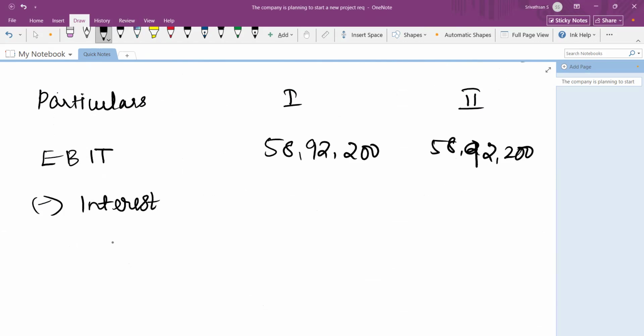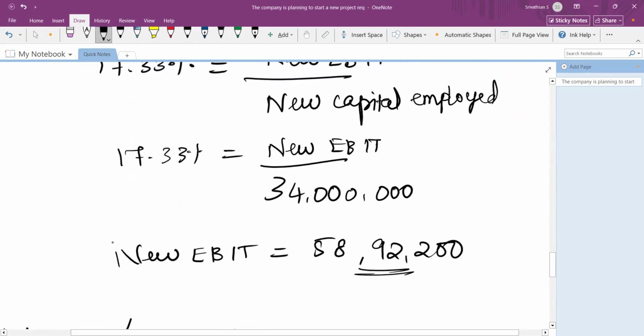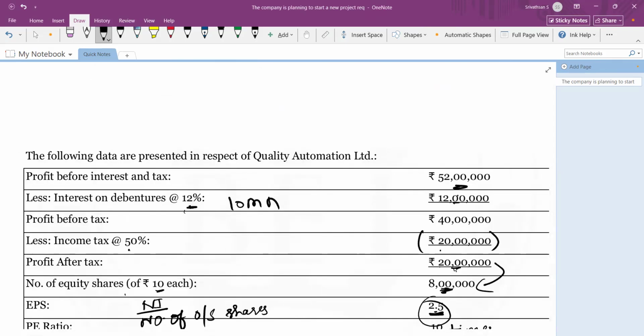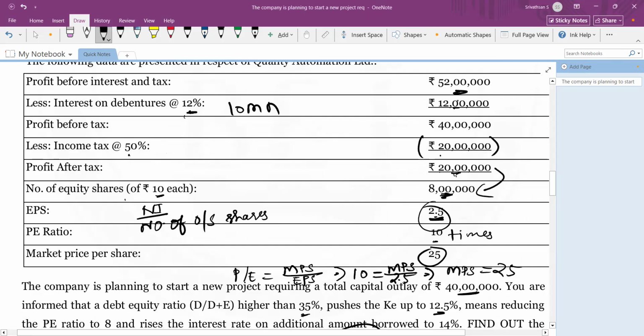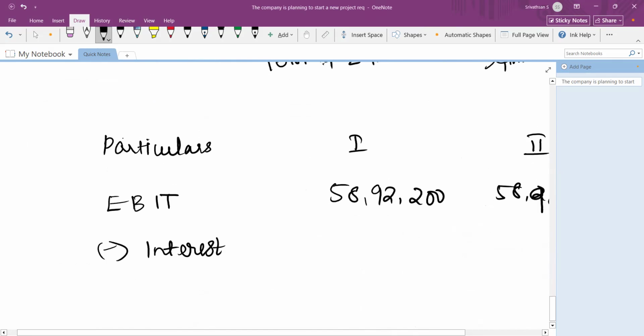Now, under option 1, what is the amount of interest the company is going to pay? Here, under option 1, the company has two debts. One is the existing debt of 10 million, plus in addition to that, the company borrowed another 4 million in the form of debt. So the company has to pay two interests. First, interest on old debt. We don't need to calculate it. It is directly given in the question as 12 lakh. So 12% of 10 million, we get 12 lakh.